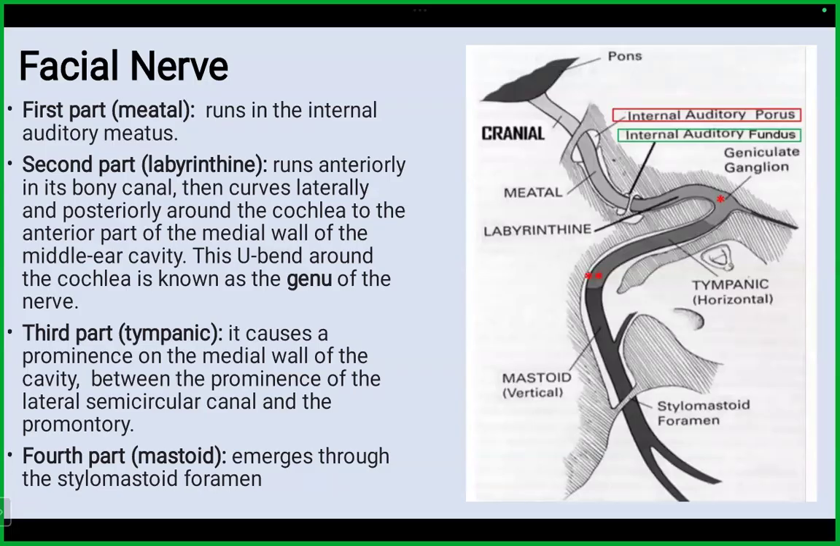Third part, tympanic. It causes a prominence on the medial wall of the cavity, between the prominence of the lateral semicircular canal and the promontory. Fourth part, or mastoid, emerges through the stylomastoid foramen.